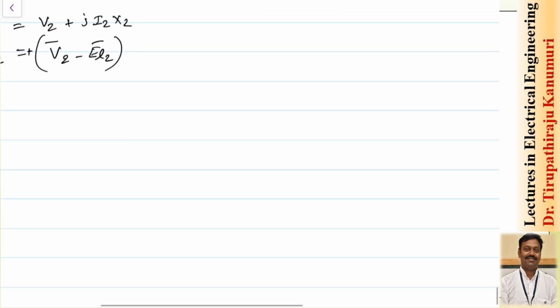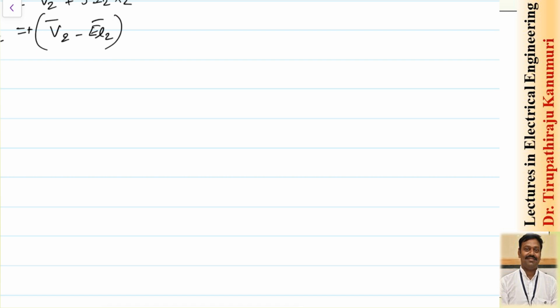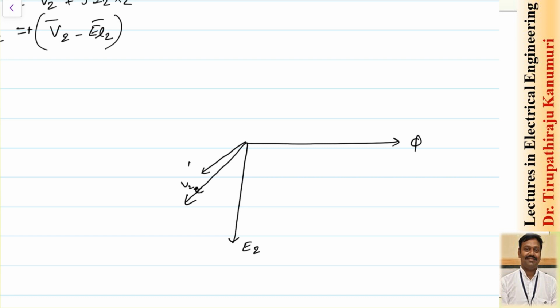Getting it? Now, if you want to draw the phasor diagram under loading conditions, I can draw it like this. There is a flux phi, because of this the EMF E2 is induced. Let us assume some voltage V2, so I am representing V2 here. Let us assume some current I2 is passing through this. Let us assume the load is a lagging power factor load, so the current is lagging behind the voltage by some angle phi 2.